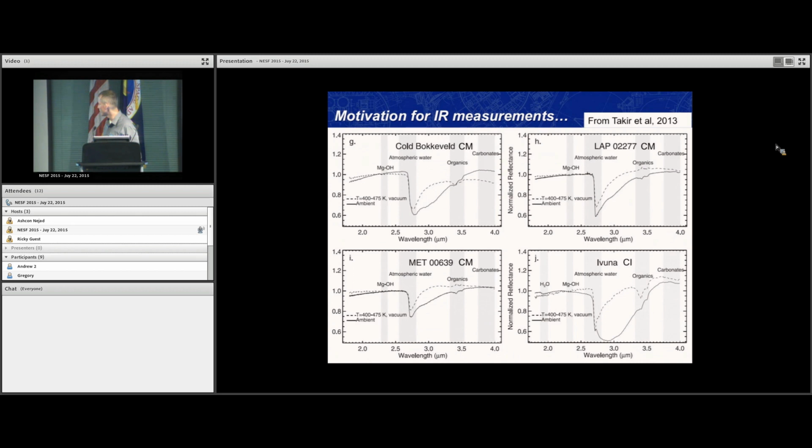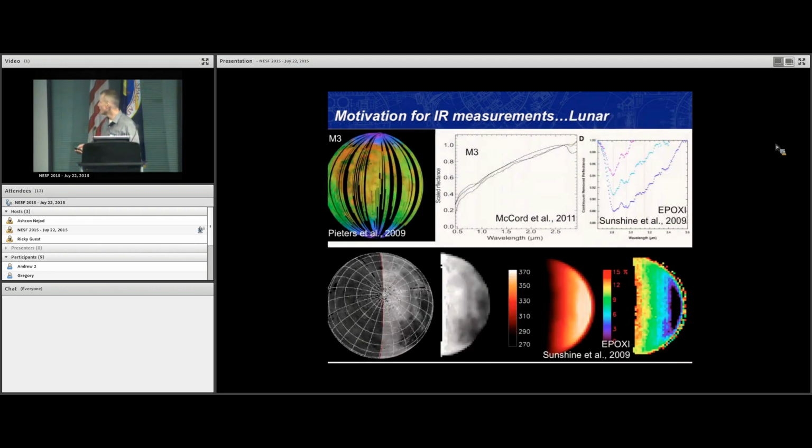You can see it works for the different materials. Ivuna, being a CI, absorbs a whole lot of molecular water, with the diagnostic 2.95 micron band, and it goes away. You only have the OH left. Okay. So again, as you've seen before, there are spectra of the Moon showing a band potentially at 2.8 or even 3 microns.